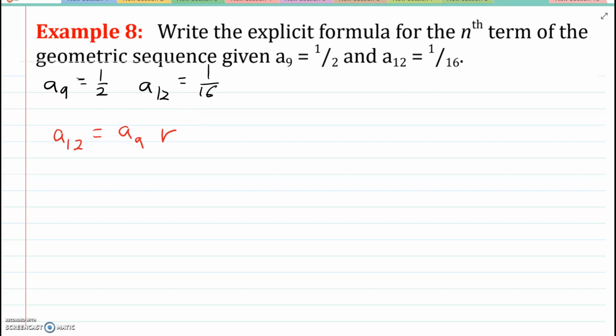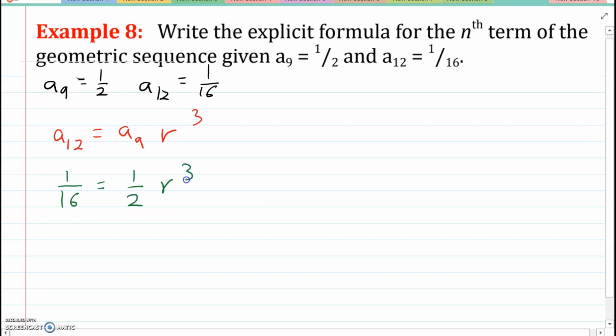And so now I am going to substitute things in. A sub 12 is 1/16. A sub 9 is a half. And r cubed. Now I multiply both sides through by 2 to get rid of the 1/2, which is going to get me 1/8 is r cubed. And then I cube root both sides. And if you actually did memorize your perfect cubes like you were asked to, you don't need to put that in your calculator. You're looking at 1/2 there. Cube root numerator, cube root denominator.